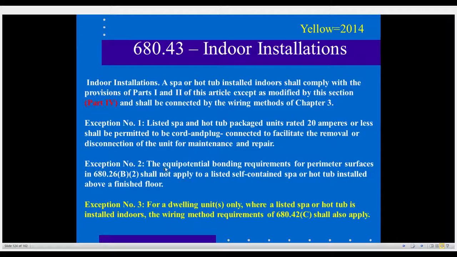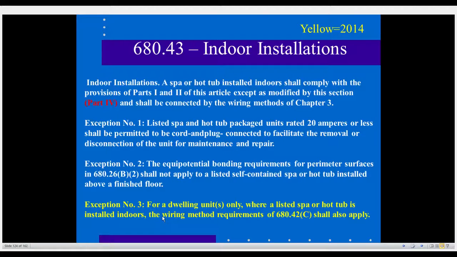Exception number 2 says, look, that equipotential bonding requirement for the perimeter surface that you see back in 680.26(B)(2) shall not apply when it's a listed self-contained spa or hot tub installed above a finished floor. Not in the finished floor. If it was, then this exception is not going to apply, and you have to meet the requirements up here. Okay, so that's the kind of thing we're looking for, these exceptions. We're trying to find exceptions to meeting the requirements here.